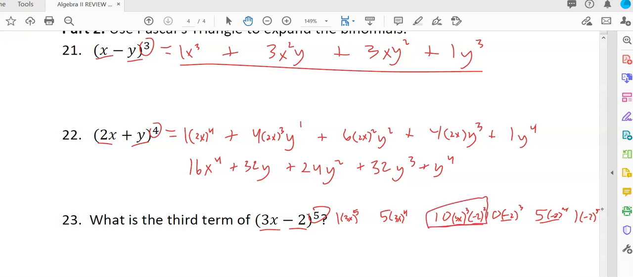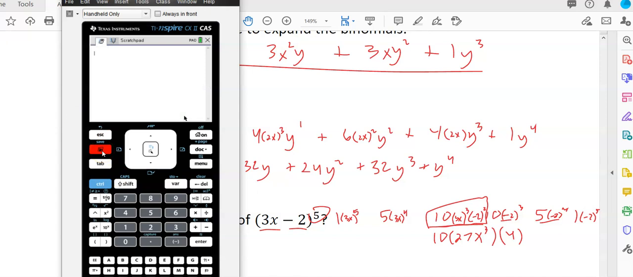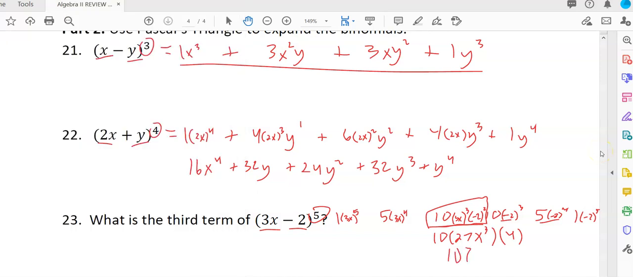So it's going to be 3x to the third. So this is 10 times 27x cubed times negative 2 squared, which is 4. So that's 4 times 27. You might need to get your calculator out here. I think I might know that. Okay, so 4 times 27 is 108. So we get 108x to the third. And that is the end of the review.